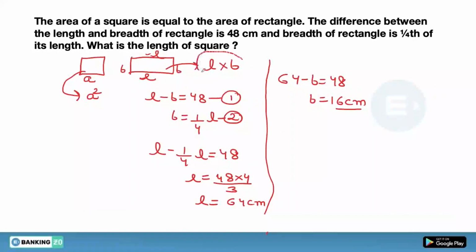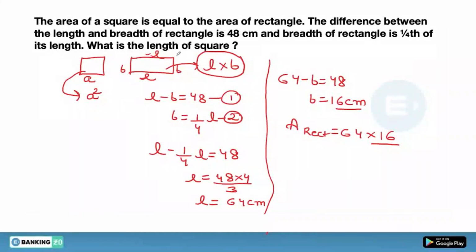The area of the rectangle is L into B. That is, area of the rectangle is what? Its length into breadth. That is 64 cross 16. But I am not going to solve this part, because you will be easily cracking this. You will be easily solving it within no time. Let's see how. What is asked in the exam? We are asked to find the length of the square.